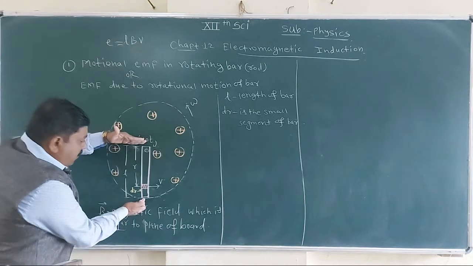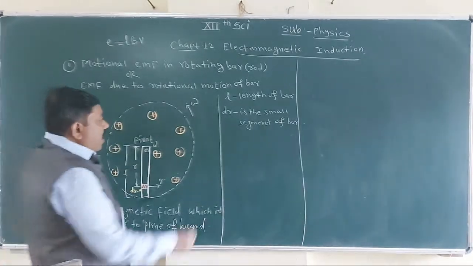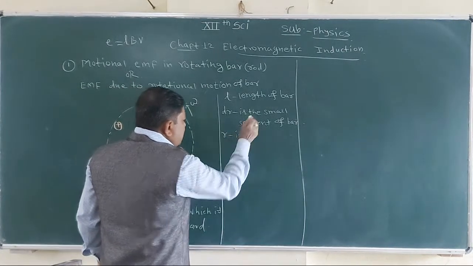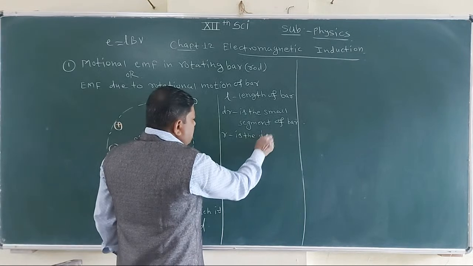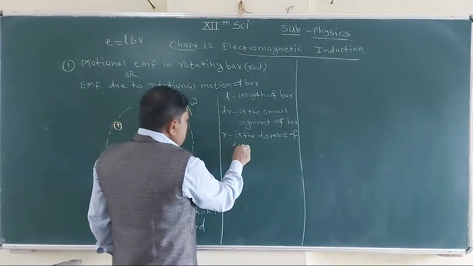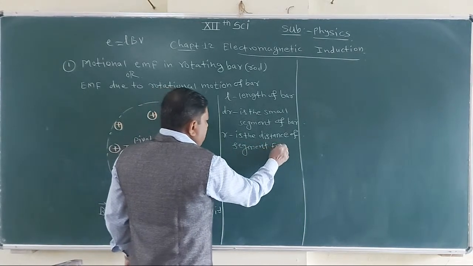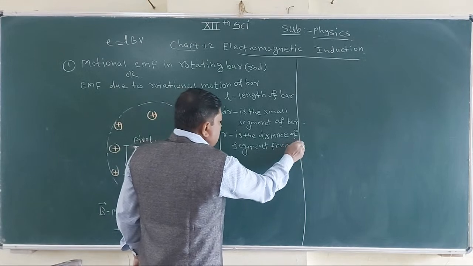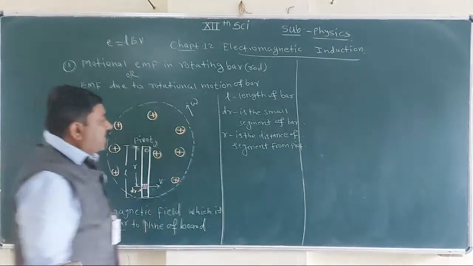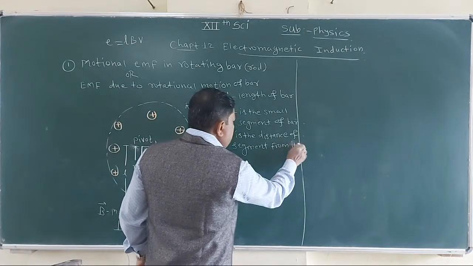L is the length of the bar, dr is the small segment of the bar, and r is the distance of the segment from the pivot, from its one end.